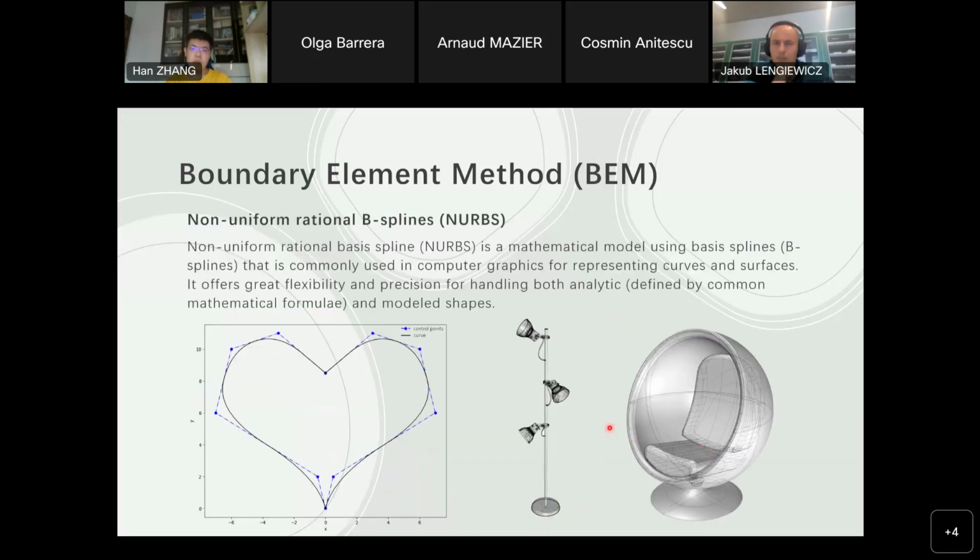Then I'd like to introduce the isoparametric concept to the boundary element method. Firstly, NURBS. NURBS is also known as non-uniform rational B-splines, which is a mathematical modeling technique using B-splines to describe geometry. It has been massively used in current industrial engineering and industrial design, such as the software AutoCAD, BIM, Revit, and Rhino. Here's a simple heart shape that I created with 10 control points with NURBS. Here are two models that I created years before with Rhino.